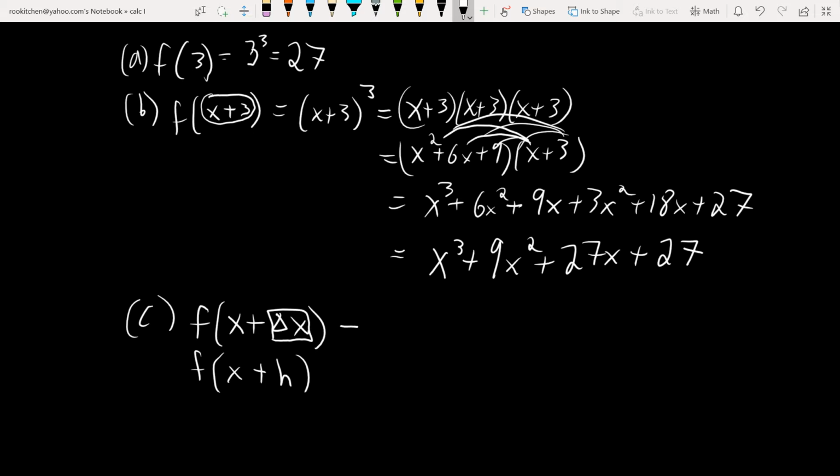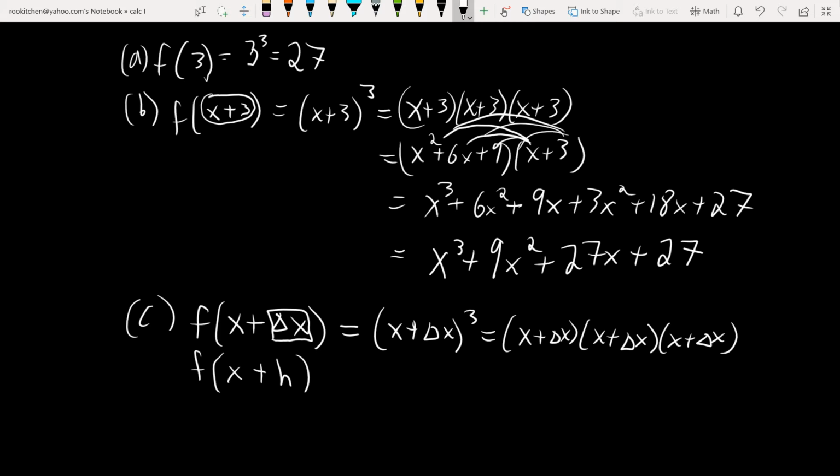But anyways, plugging it into our expression, we'll have x plus change in x cubed, and then going through the rigmarole again. So x plus change in x times x plus change in x times x plus change in x. What is that? It'll be x squared plus x change in x plus x change in x is 2x change in x, plus change in x times change in x is change in x all squared. And then times this other one, x plus change in x.